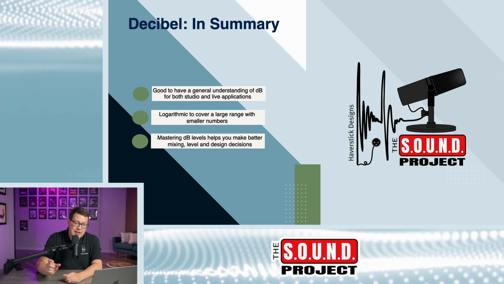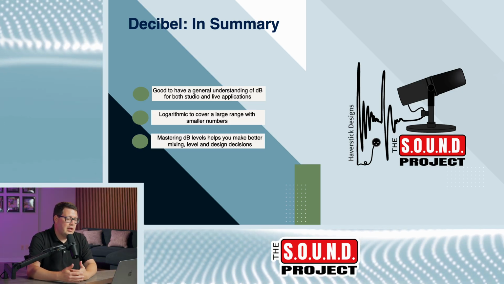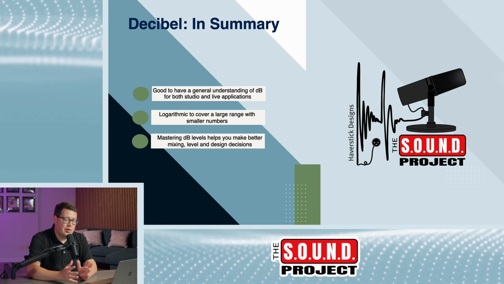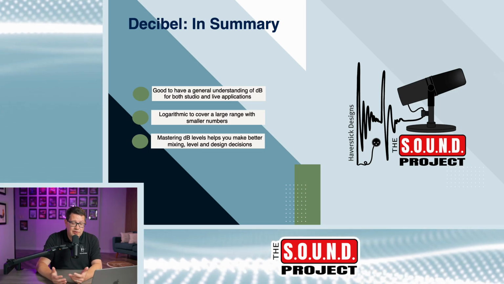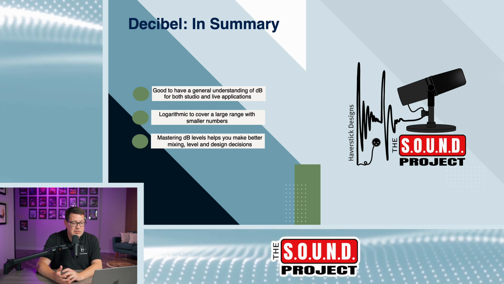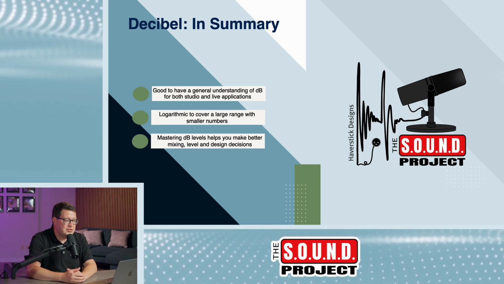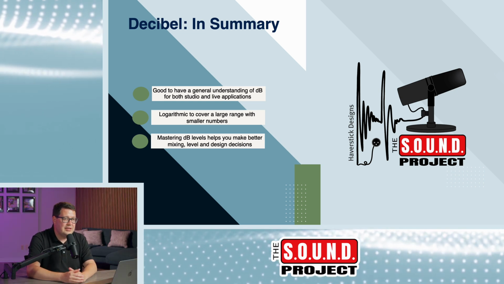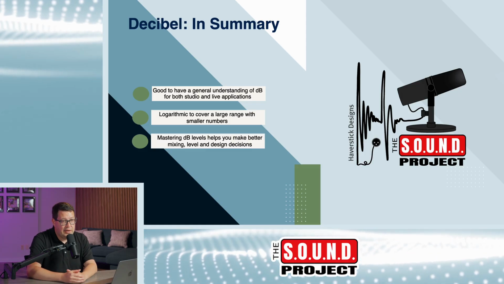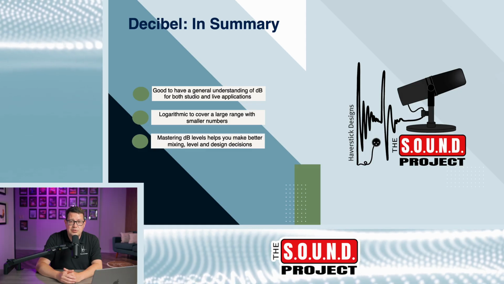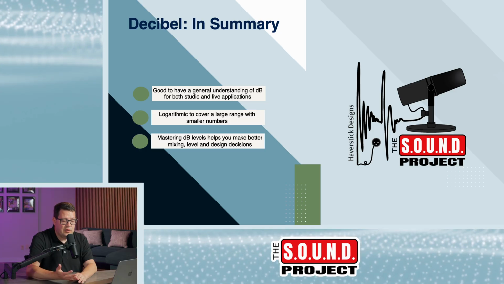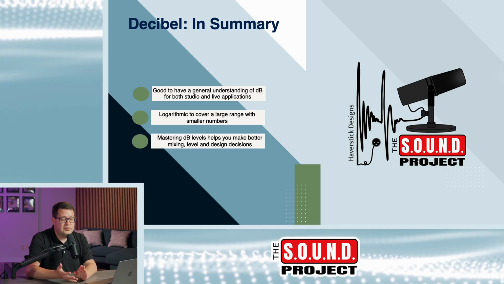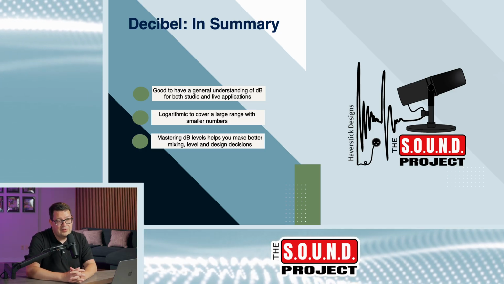And it's logarithmic, so to cover a large range with smaller numbers, that's why it's set up in that way. Having a good grasp of dB levels helps you make better mixing decisions in live sound applications. It's good to know where you sit, and it's always good to have metering as well, like a dB meter to be able to measure how loud you are mixing, not only for the audience's enjoyment, but also for your own hearing conservation.